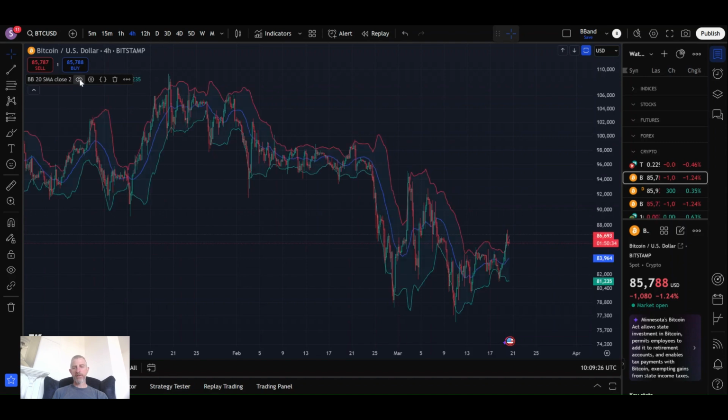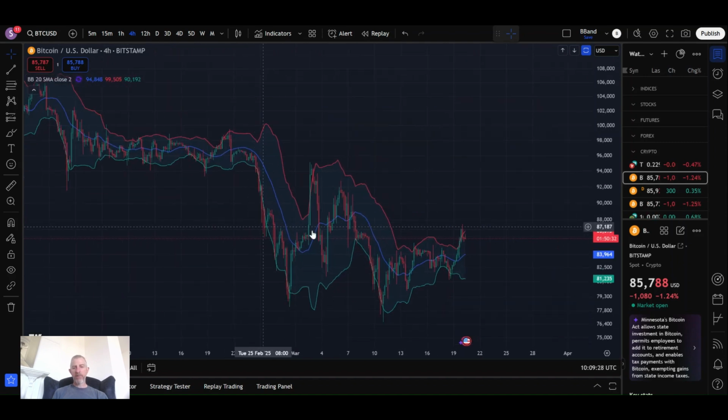So the Bollinger Band. You can see there was a period of consolidation here on the 4-hour. There's been a bit of volatility expansion to the upside, but not a great deal. It looks like it might have stalled out.